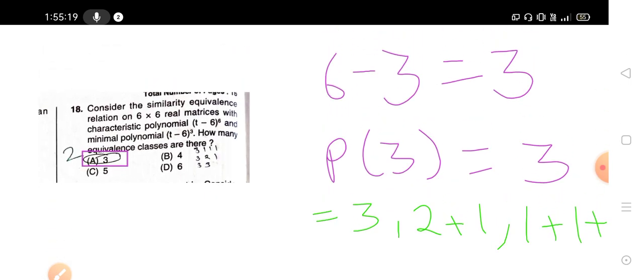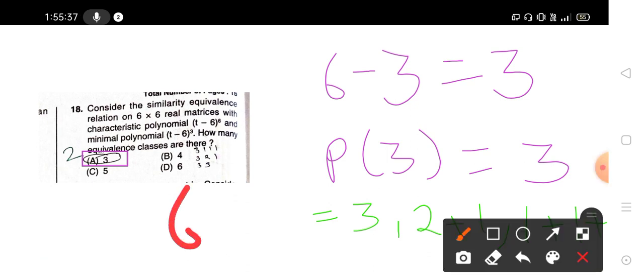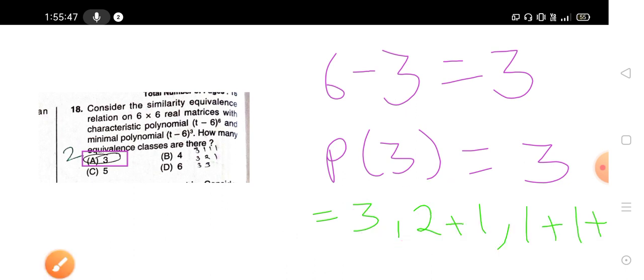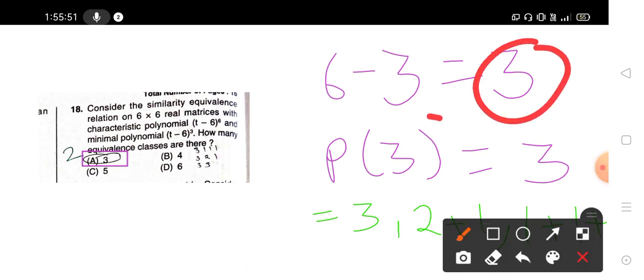Next question, consider the similarity equivalence relation on 6 cross 6 real matrices with the characteristic polynomial (t minus 6) raised to 6. Here algebraic multiplicity is equal to 6 and a minimum polynomial is given, here a 3 equal to 3. So 6 minus 3 equal to 3, and we find the partition of 3.